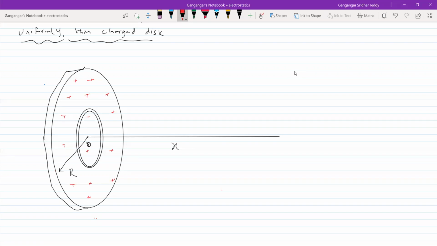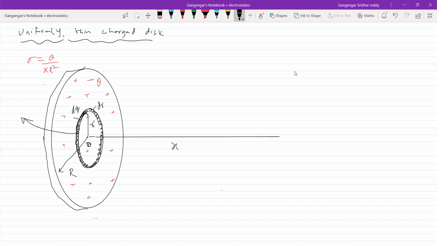So what is the total charge on this? Let it be Q. The charge density will be defined as Q by pi R square. Since it is a charged object, we should assume an elemental ring. Let the radius of this ring be small r, and the thickness be dr, and the charge on this be dq.